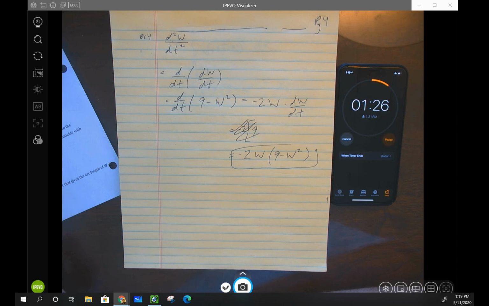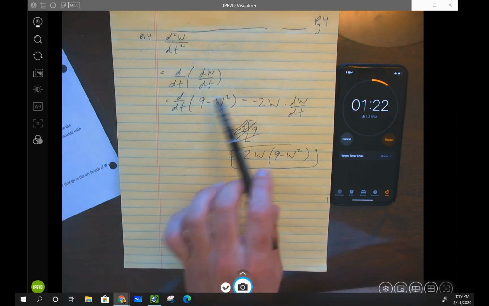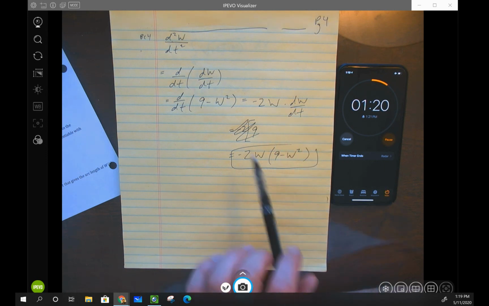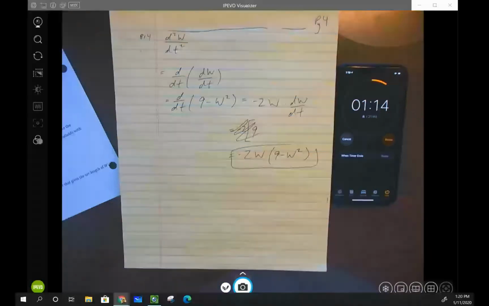BC4, the second derivative is the derivative of the derivative. The derivative of 9 is 0, so negative 2w times the derivative of w. It wants it in terms of w, so the 2w is fine, but you have to change dw dt to what it is given to be.